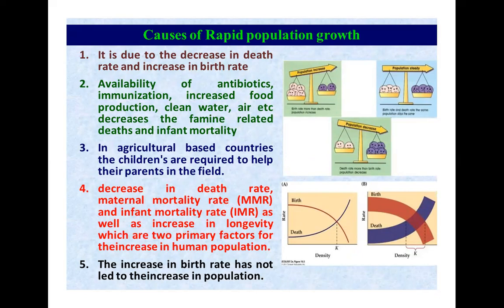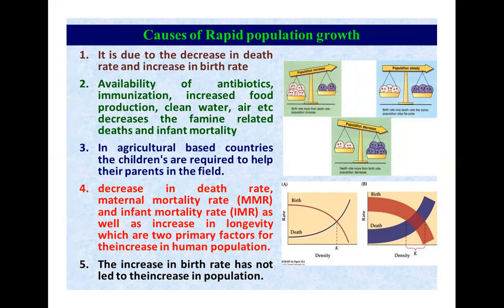Now, causes of rapid population growth. Rapid population growth is due to the decrease in death rate and increase in birth rate. Availability of antibiotics, immunization, increased food production, clean water, air, etc. decreases the famine related deaths and infant mortality.